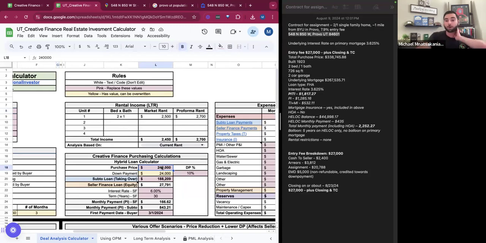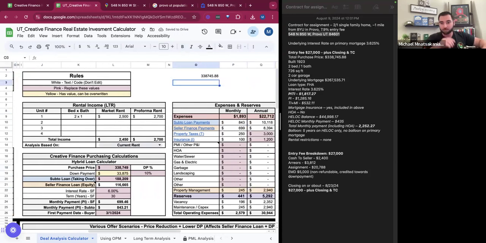So it says the purchase price is 338,745.88. Let me actually try something here. If it's 338,745.88, and then their subject-to loan is 267,535.71, and their HELOC is, I have a pretty good hunch, 0.17, because the purchase price should be all the debts that you're taking over or creating.